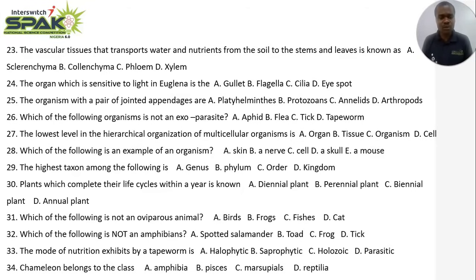they say chameleon belong to the class reptilia. The reptiles have dry scaly skin oftentimes. Okay, so when you look at the classification of the chameleon, they are found in the class reptilia.